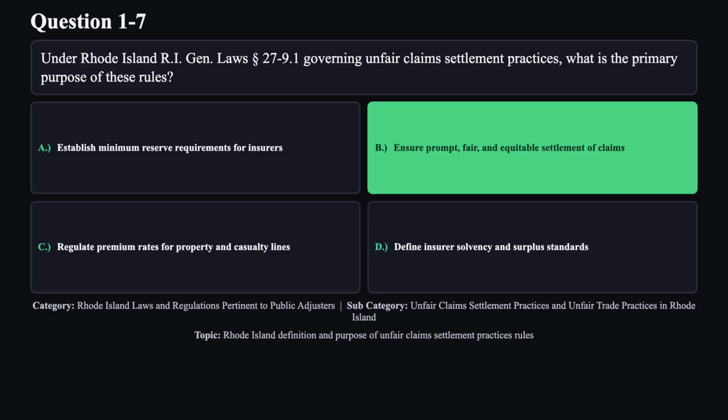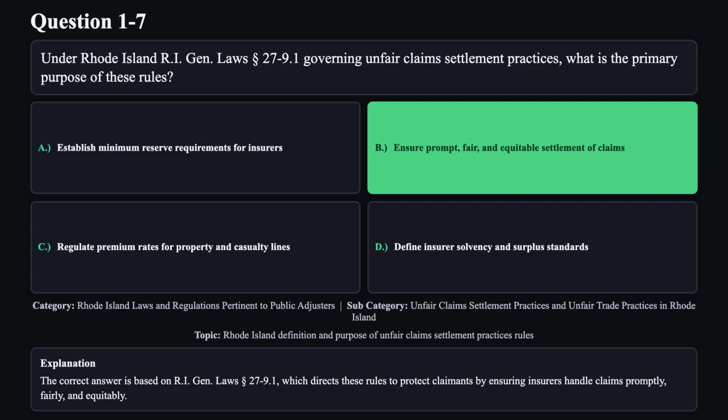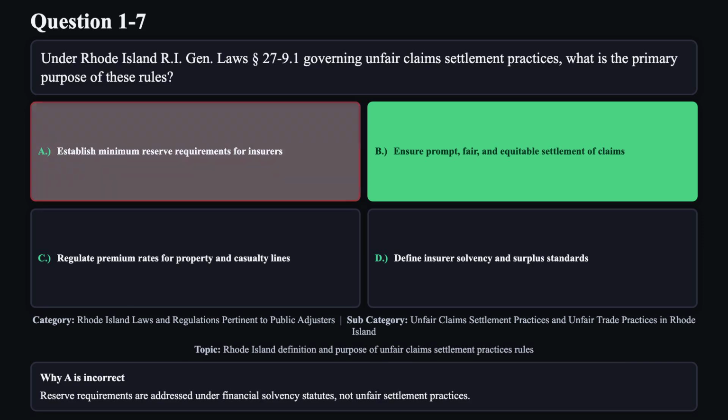The correct answer is B. The correct answer is based on Rhode Island General Laws, Section 27-9, which directs these rules to protect claimants by ensuring insurers handle claims promptly, fairly, and equitably. Reason A is not correct. Reserve requirements are addressed under financial solvency statutes, not unfair settlement practices.